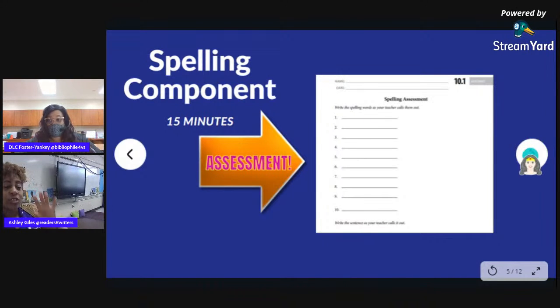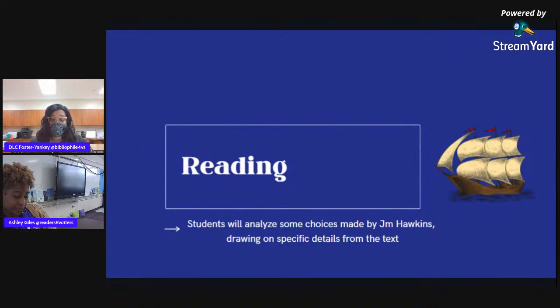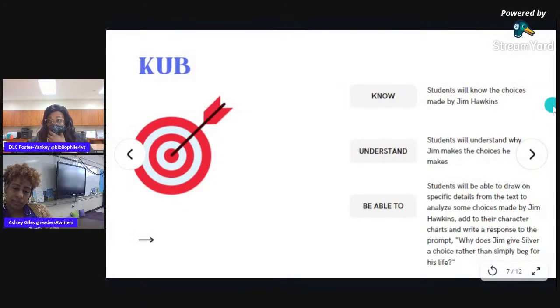So on to reading now. We start off with spelling and then we head into reading, a little bit different than before. Our focus: students are going to analyze some choices made by Jim Hawkins, drawing on specific details from the text. Students need to know the choices made by Jim Hawkins to understand why he makes them, and they'll draw on specific details in the text to analyze those choices, add to their character charts, and write a response to the prompt: Why does Jim give Silver a choice rather than simply beg for his life?